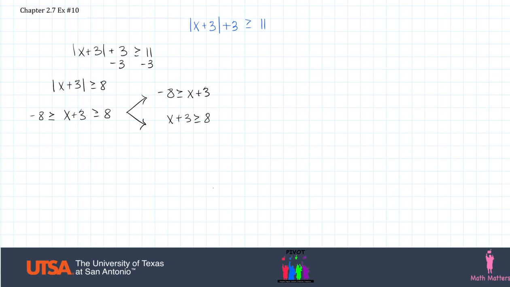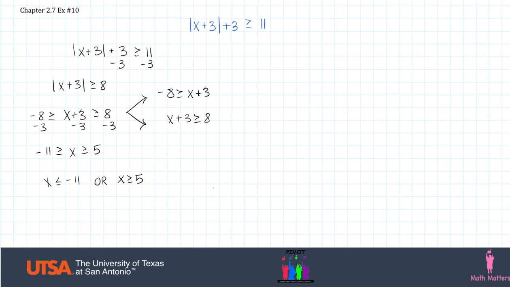little bit faster. So if we subtract 3 from each side, so now there's 3 sides, subtract 3 from each side, then we get negative 11 less than or equal to x less than or equal to 5. And what this means is x is less than or equal to negative 11, or x is greater than or equal to 5.